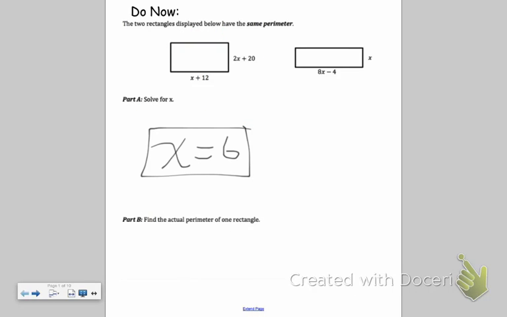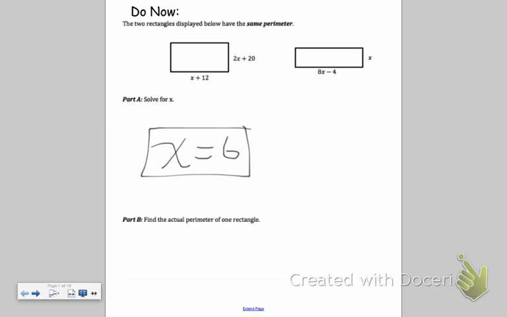So we found that x is equal to 6, and in part B we are to find the actual perimeter of one of the rectangles. So now that we have a value for x, we're going to substitute it back into one of these rectangles, and we'll get the actual perimeter. It doesn't matter which you substitute, the first rectangle or the second rectangle, since they're equivalent to each other. I'm going to substitute into both so that you'll see that they do in fact have the same perimeter.